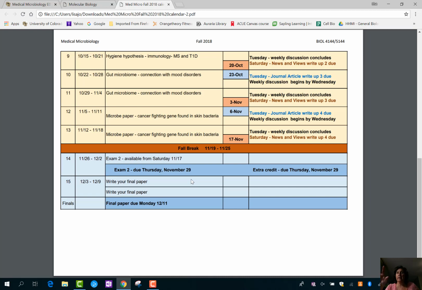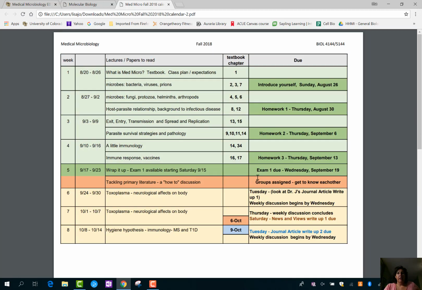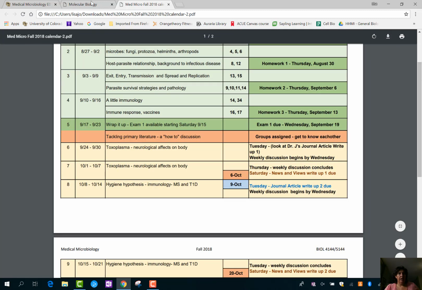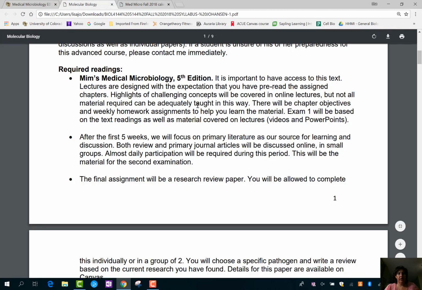I have word limits on them for a reason, but writing concisely in science is sometimes hard because you can blab, blab, blab like I do forever, right? So getting it down to a certain word limit and bringing in literature and data and explaining it is going to be a challenge. So I'm giving you time to work on that. Hopefully that schedule works for you.